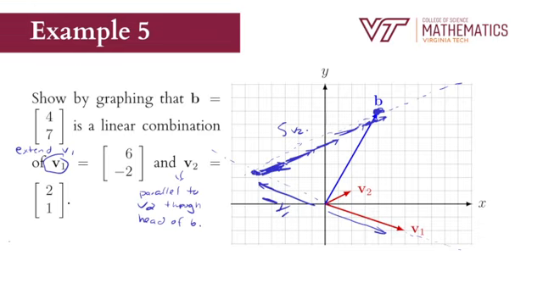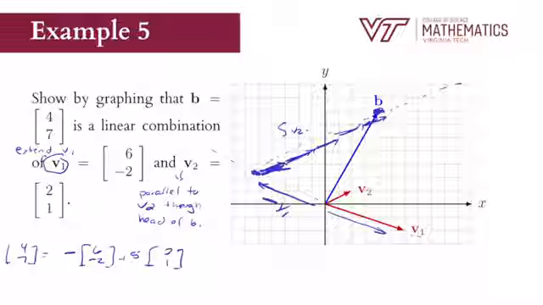And so what we have discovered is that 4, 7 is negative V1 plus 5 times V2. So that's 2, 1. Does that check? The top row is negative 6 plus 10. That equals 4. And the bottom row is positive 2 plus 5. Positive 2 plus 5 does add up to 7. So that checks.